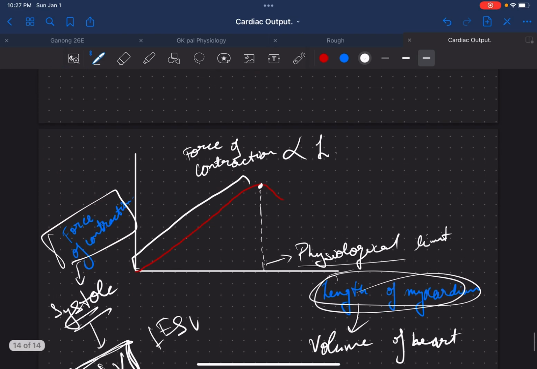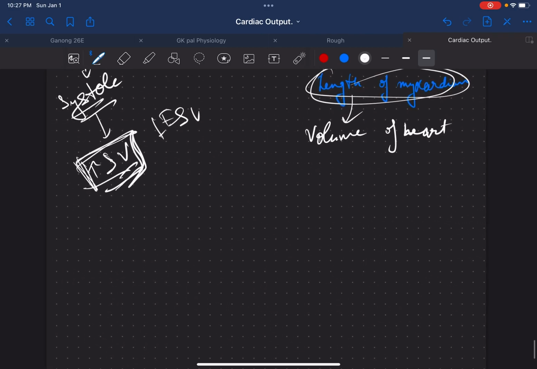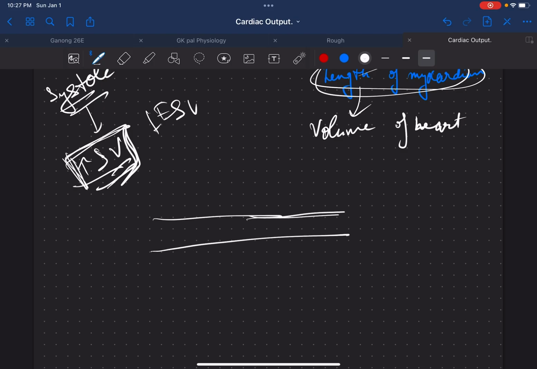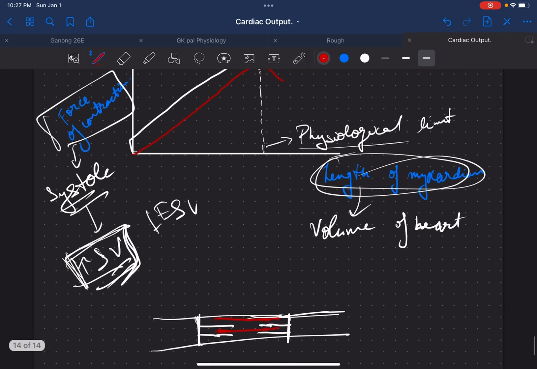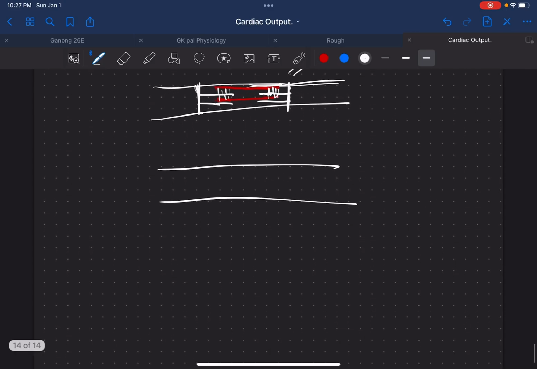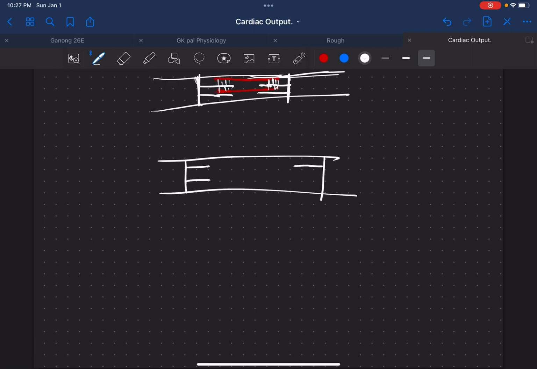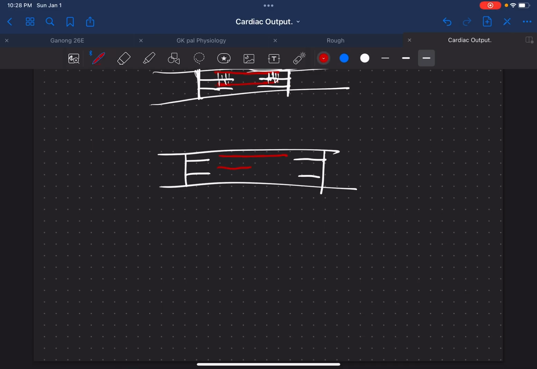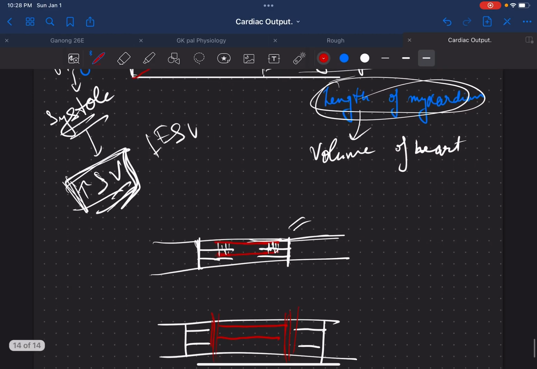So why did I say up to physiological limit? See, suppose this is my myofibril, Z line, these are my actin filaments, and these are my myosin filaments. When the length is increasing, the number of cross bridges that can be formed also increases up to the physiological limit. So the force of contraction will definitely be higher. But suppose it is increased beyond the physiological limit, then myosin filaments will be pulled apart. Now no cross bridges can be formed. So this is my Frank-Starling law.